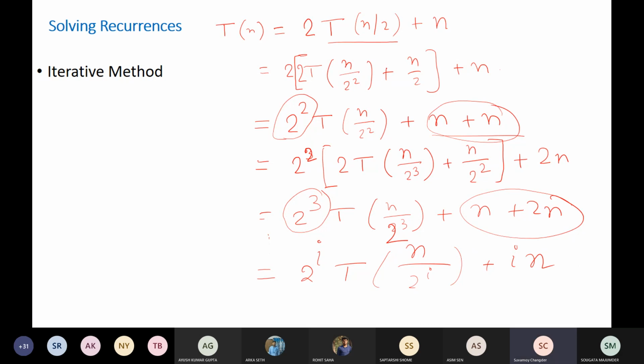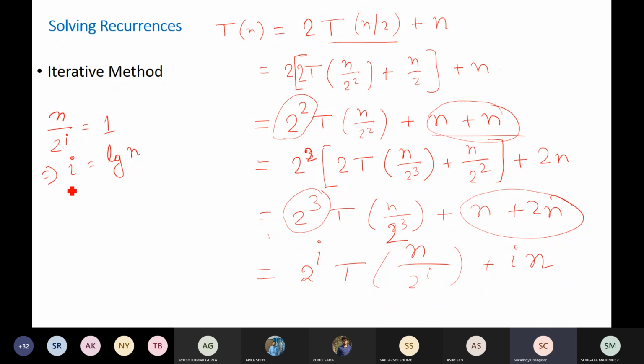So if we consider that this is the terminating condition, there must be a termination. All of you have studied this. If this is the terminating iteration, then n/2^i must equal some constant. Let us consider this equals 1. So that implies i equals log n base 2.